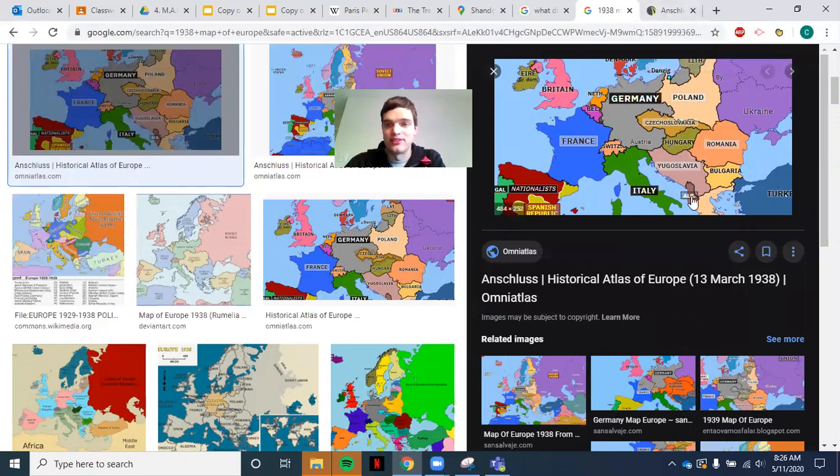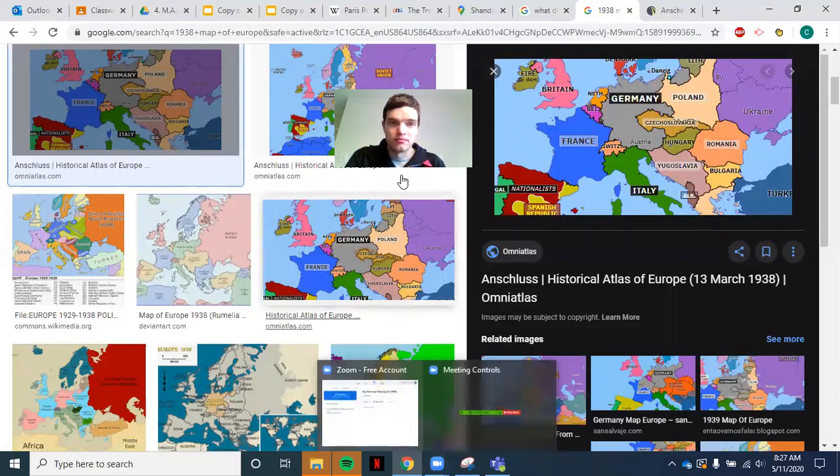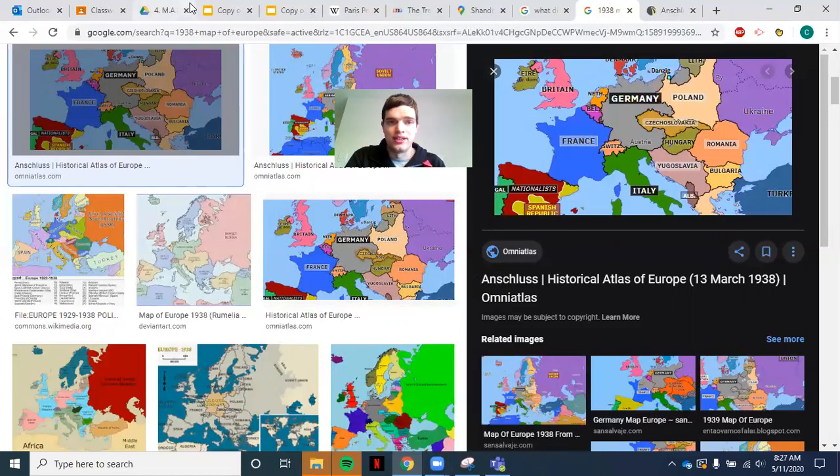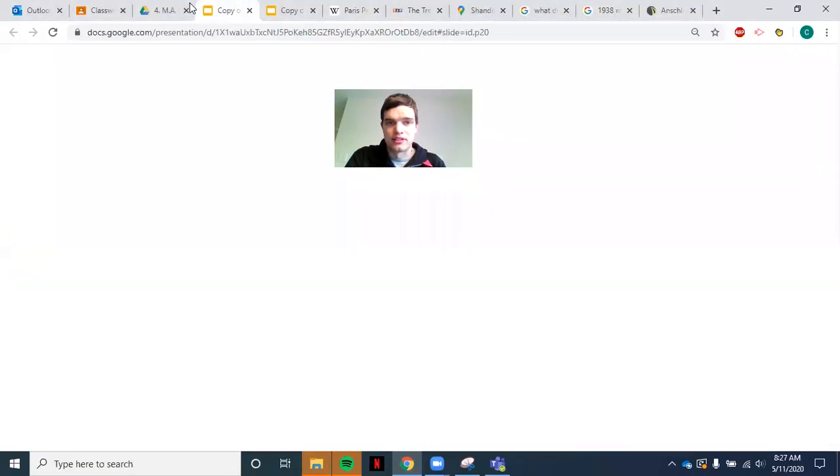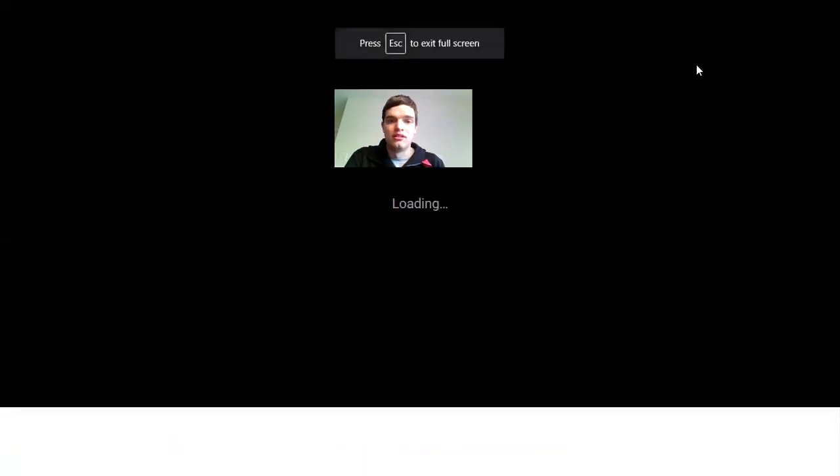The main reason why he wanted all this land is because essentially he wanted to incorporate people who were of German ethnicity, and he also wanted to gain a lot of land for colonization and more living space for the Aryan race. And so there were a lot of different goals that he had going on. And essentially, when push came to shove, and there were a lot of meetings about this, Britain and France appeased him. They gave in to him, essentially without much of a fight at all, which seems kind of crazy.